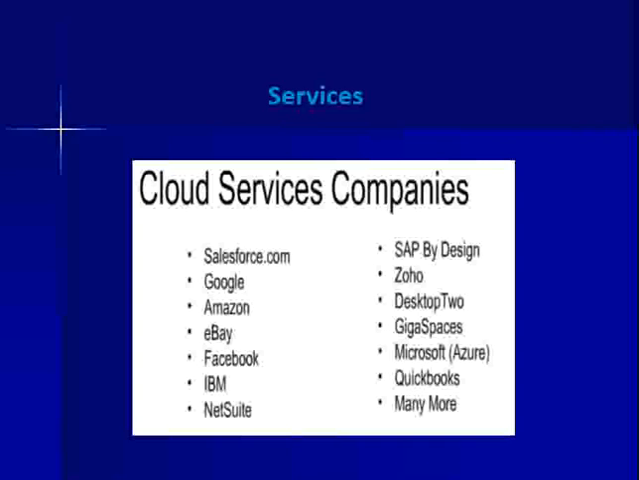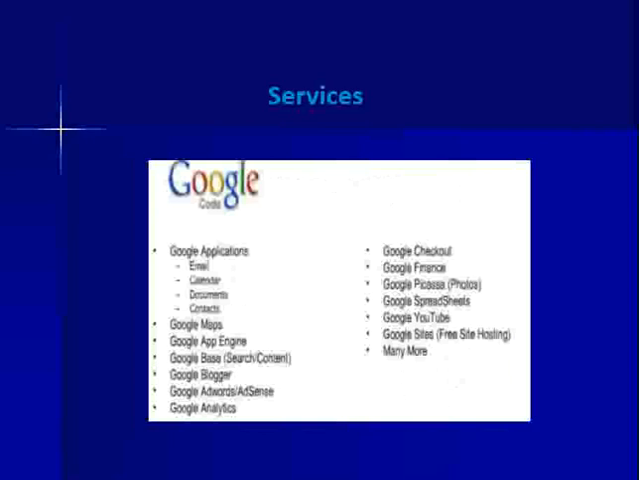Okay, these are the companies that provide cloud computing. There are big names like Google, Amazon, eBay, Facebook, and IBM. Google has all applications in which they provide cloud storage and manage data in cloud computing. Applications of Google like Gmail, YouTube, Google Maps, Picasa for photos, and Google Blogger.